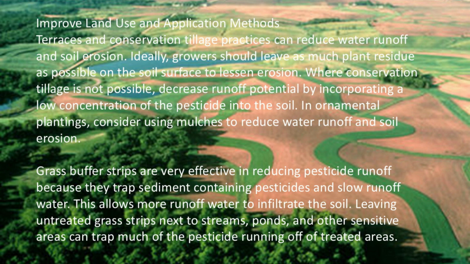Grass buffer strips are very effective in reducing pesticide runoff because they trap sediment containing pesticides and slow runoff water. This allows more runoff water to infiltrate the soil. Leaving untreated grass strips next to streams, ponds, and other sensitive areas can trap much of the pesticide running off of these treated areas.